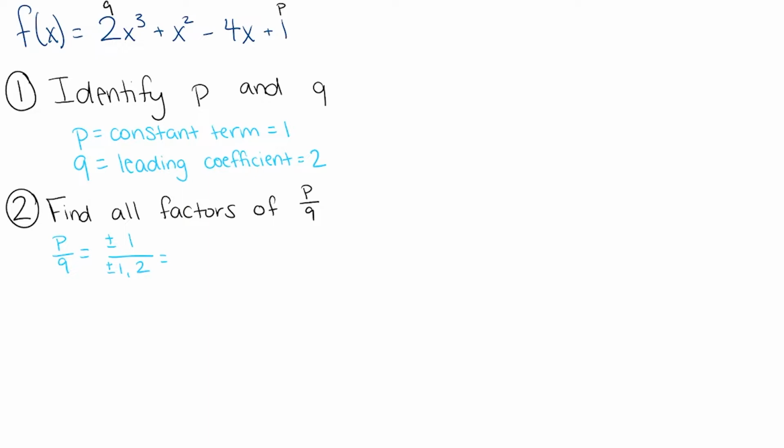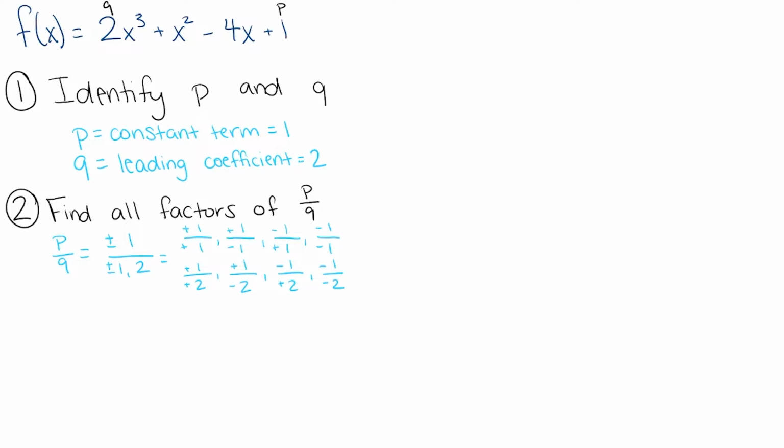So now we want to look at all possible combinations of these factors. So we would have positive 1 over positive 1, positive 1 over negative 1, negative 1 over positive 1, and negative 1 over negative 1, positive 1 over positive 2, positive 1 over negative 2, negative 1 over positive 2, and negative 1 over negative 2.